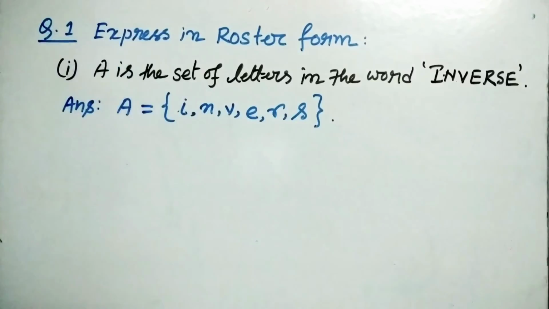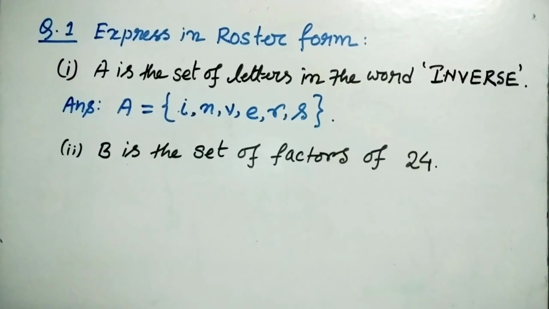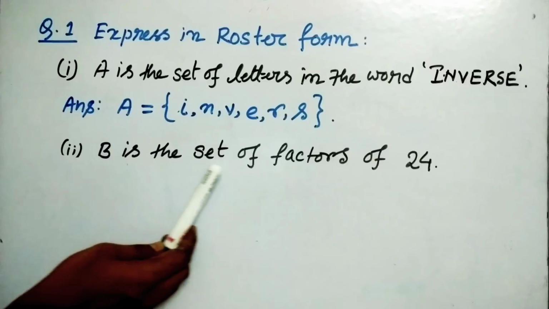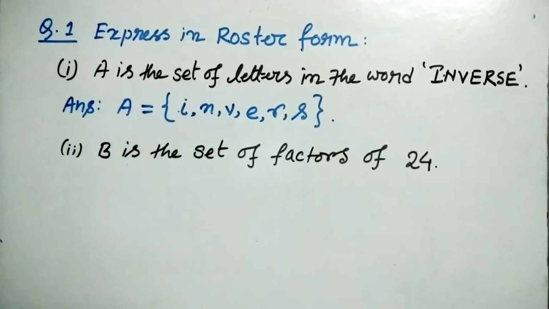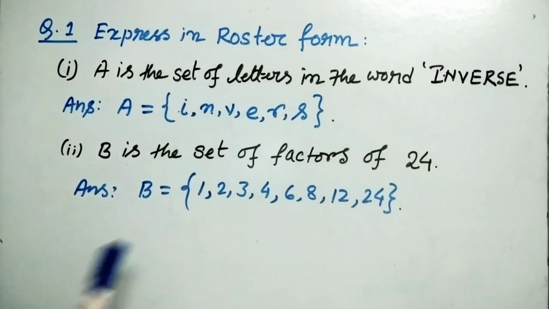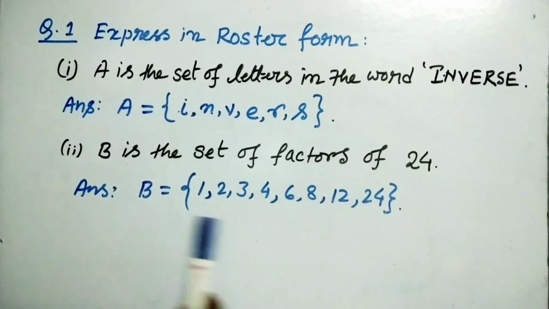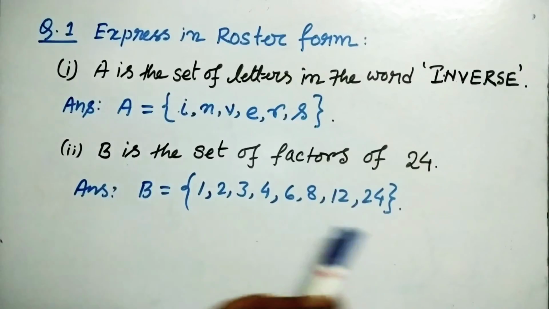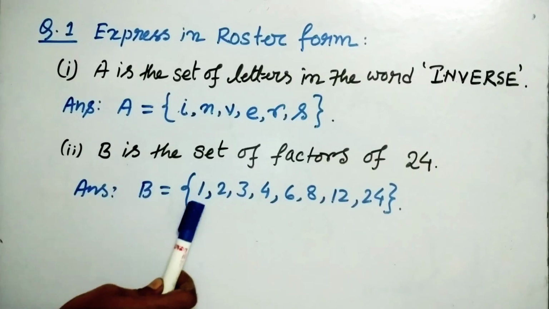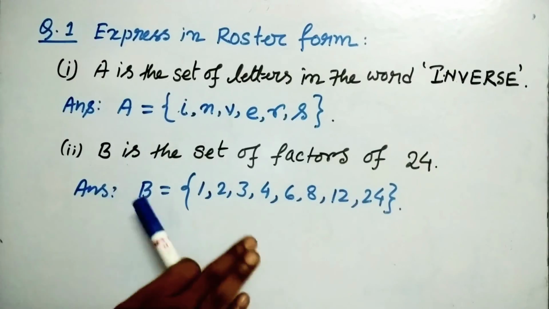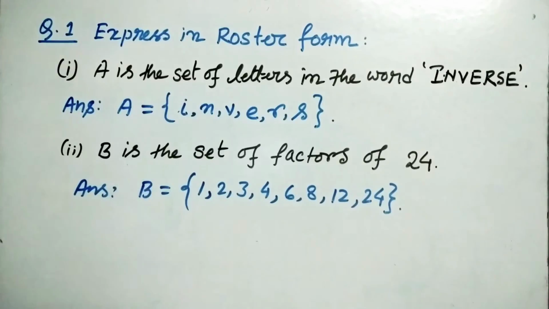Now our next set is B, which is the set of factors of 24. So we can easily say that 1, 2, 3, 4, 6, 8, 12 and 24, all these numbers can divide 24. So they are the factors of 24. So this is the answer, and it has been expressed in this curly bracket, and here each of 1, 2, 3, 4 and all are elements of this set B.